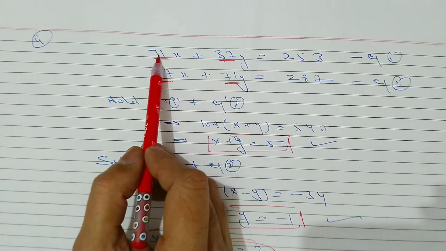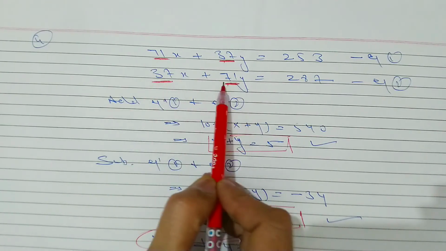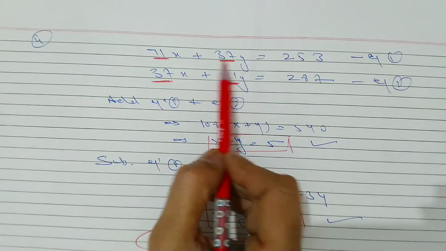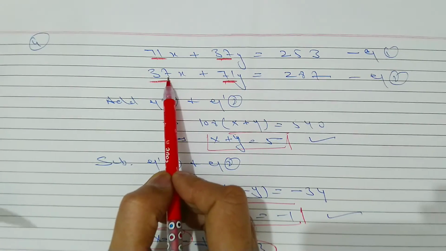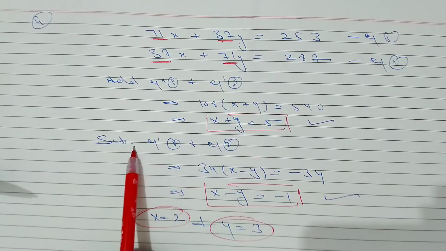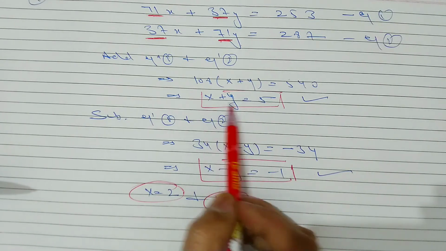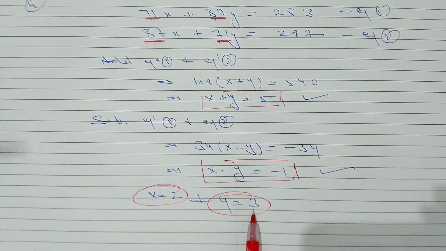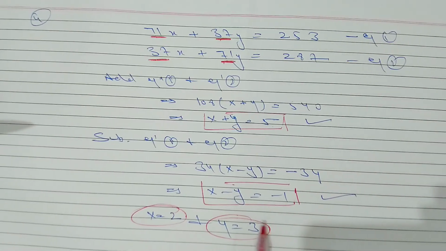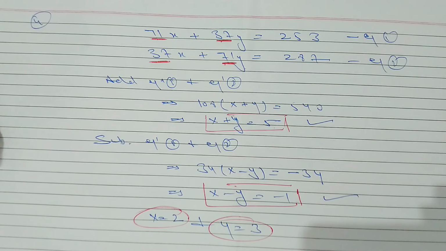Means if coefficients are found to be interchanged, meaning the coefficient of x in the first equation is equal to the coefficient of y in the second equation, and the coefficient of y is equal to the coefficient of x in the second equation, then simply first add both the equations and then subtract both the equations. It becomes easy. x plus y equals 5, x minus y equals minus 1. Then by solving these two equations, we get x equals 2 and y equals 3. These are a few examples by the shortcut method.